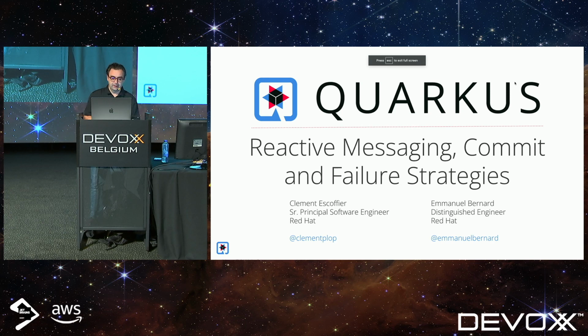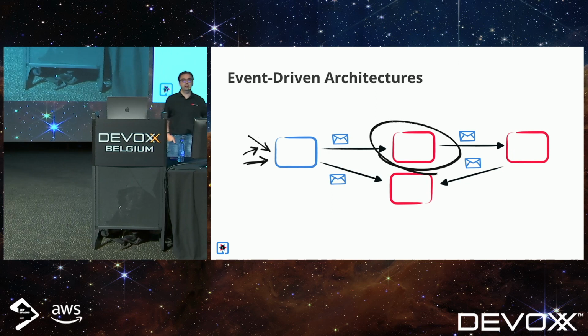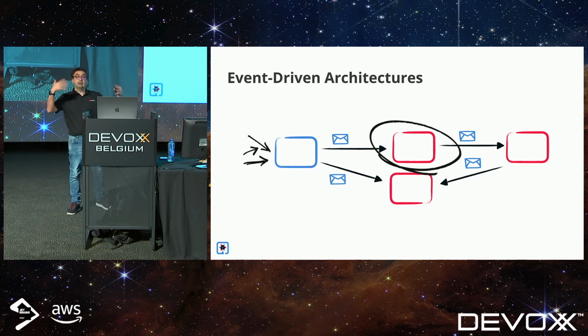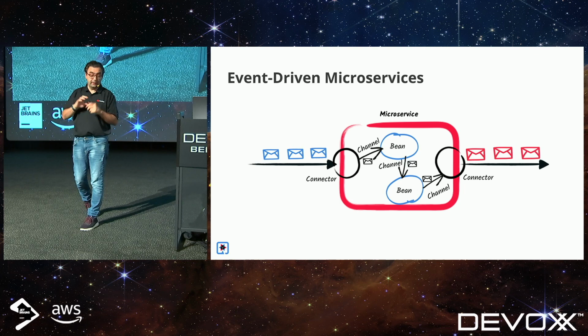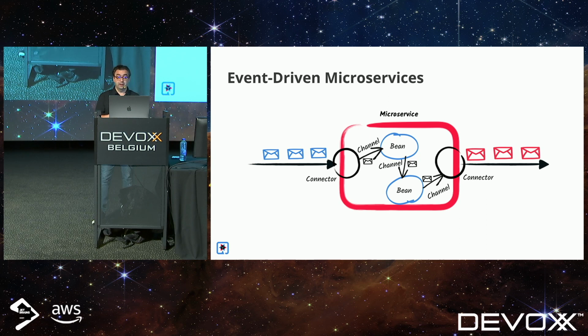So, in Quarkus, we wanted to propose a way to build event-driven architectures and event-driven microservices, which are applications interacting with messages coming from Kafka, RabbitMQ, AMQP, whatever you want, JMS, and so on. Because Quarkus is based on a CDI kind of model, an injection model, we have event-driven microservices and event-driven beans, which are beans that would receive messages or events, process them, and send other events, and so on and so on.